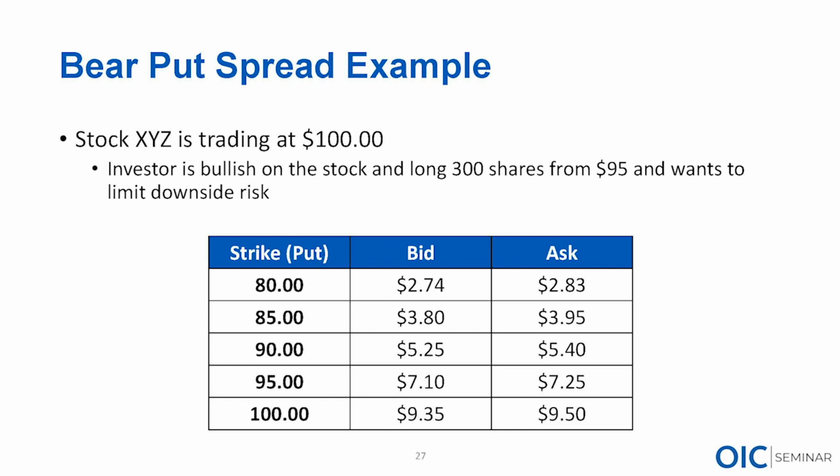We're long 300 shares from 95, and we want to limit downside risk, but we don't particularly like the cost of just buying a put outright. So we do something a little bit different this time.